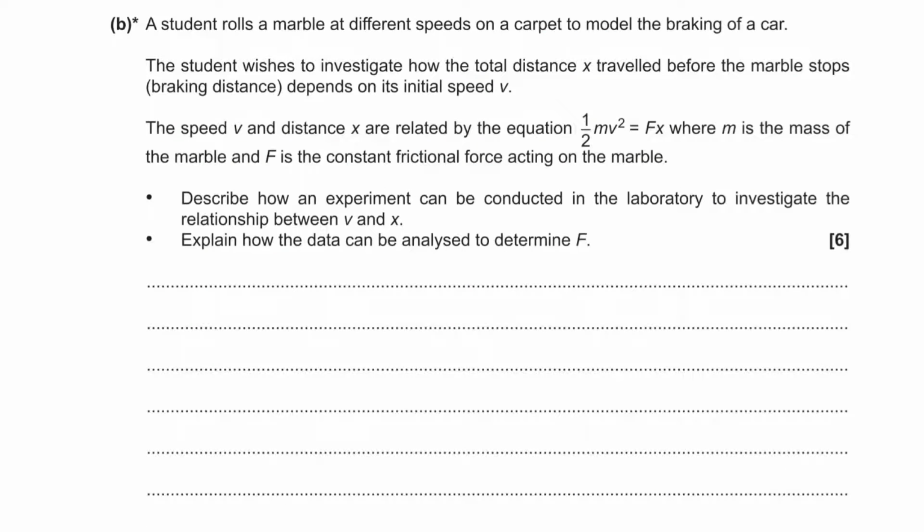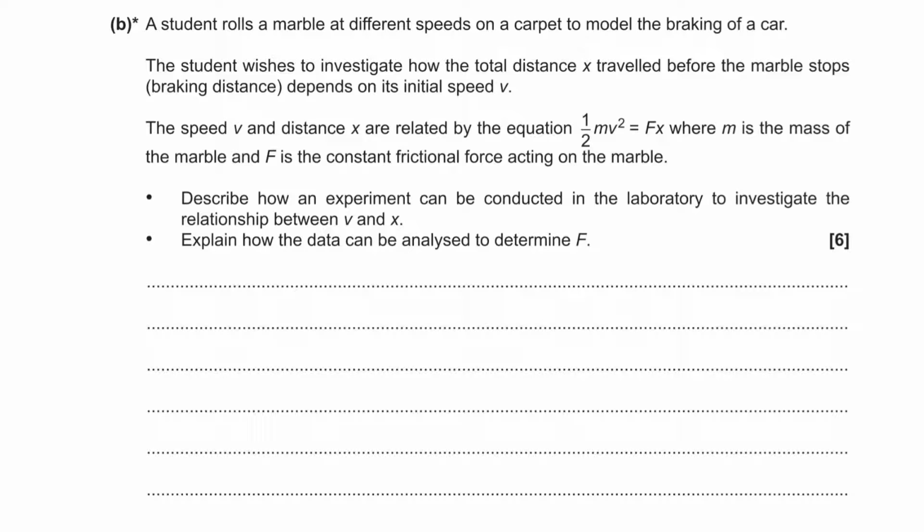Okay, B. A student rolls a marble at different speeds to model the braking of a car, investigating the distance x before the marble stops. It depends on the initial speed V. Speed and distance x are related by the equation given, so energy equals energy, work done. Describe how an experiment can be conducted in the laboratory to investigate the relationship between V and x. Explain how the data can be used to determine F.